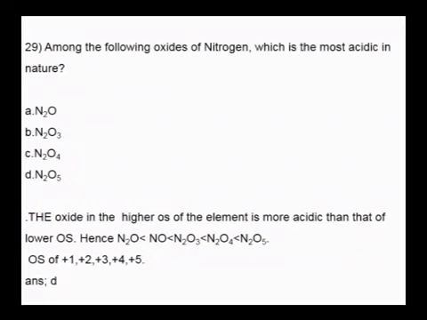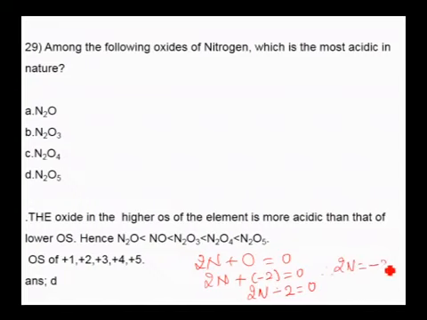I will show for the first one, N2O. We know the oxidation state of oxygen, therefore write it as 2N plus O is equal to 0. 2N plus oxidation state of oxygen, minus 2, is equal to 0. Therefore, 2N minus 2 is equal to 0. Therefore, 2N is equal to plus 2. Therefore, N is equal to plus 2 by 2, which is plus 1. In the first option, oxidation state of N is plus 1.